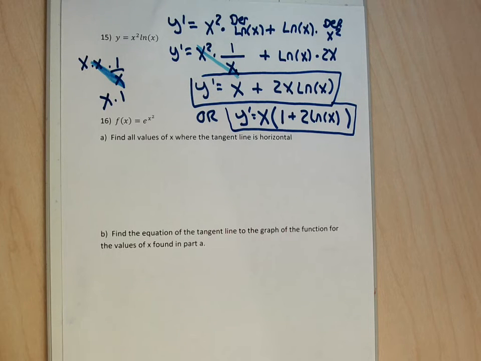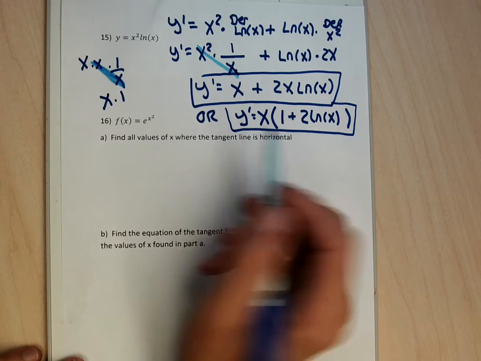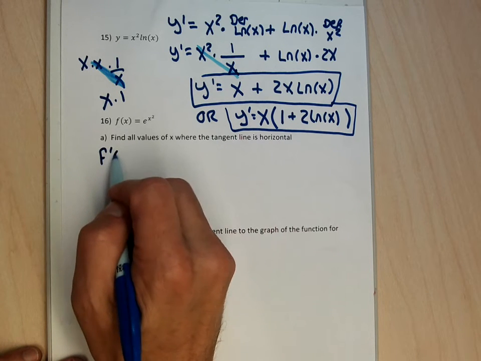Two more problems. So, another find the values where the tangent line is horizontal. We had one of those on the last review. So let me just jump into this. This means to find out where the derivative is equal to 0. So I'm going to find the derivative.